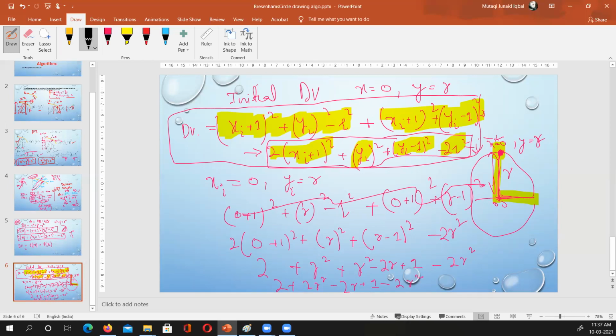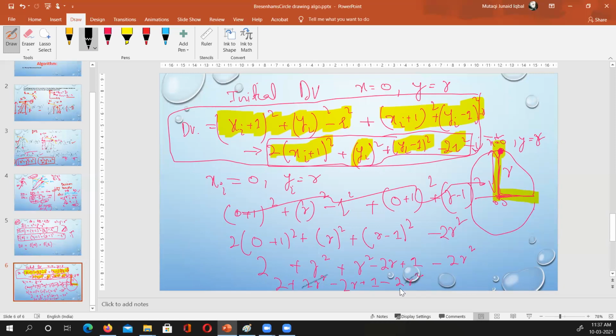Now if I take a different pen, I see that twice r square is coming here and twice r square is coming here, so they are going to cancel out. 2 is here, and plus 1 is 3. So this is going to be 3 minus 2r. So 3 minus 2r is going to be my dv. The initial dv0 is going to be 3 minus 2r for my Bresenham circle drawing algorithm. So when I have to calculate the initial decision variable, that is going to be 3 minus 2r.